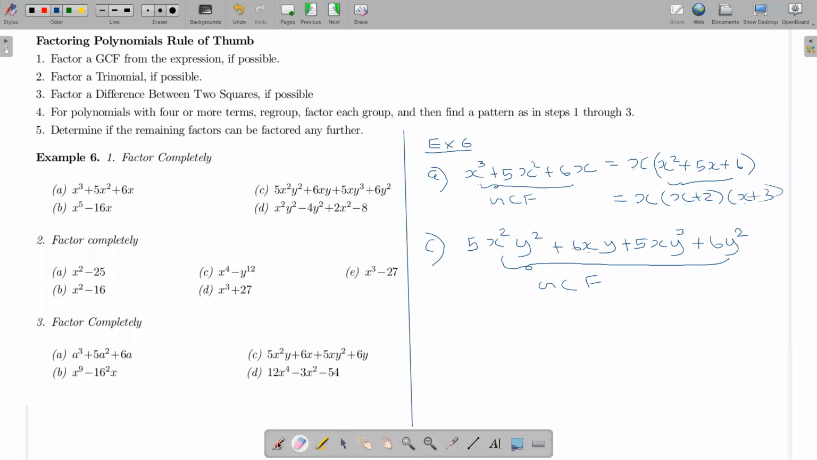Okay? Common factor එක එළියට ගත්තම මෙතන y common නේ. So I take him out. Here I took the y out.